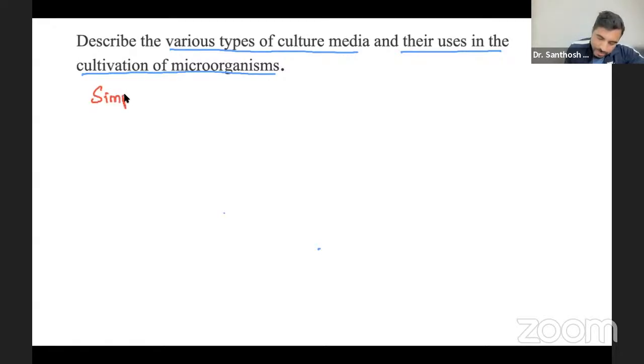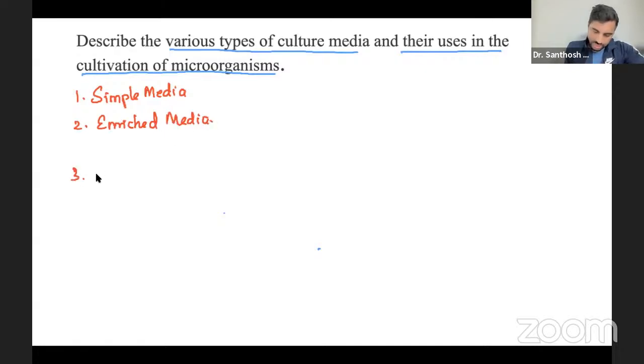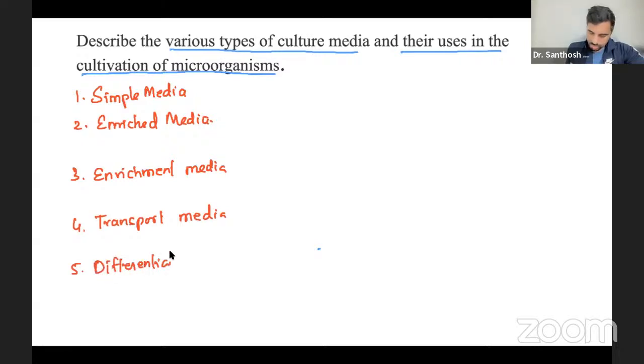Culture media can be, number one, simple media. Number two would be enriched media. Then we have enrichment media. Then we also have transport media. Then we have differential media. The last one is your selective media.